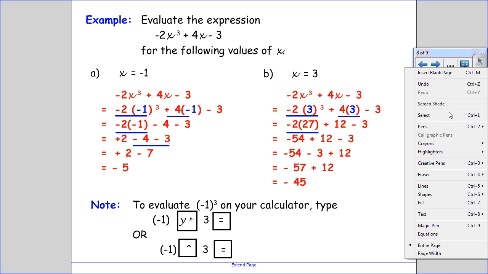Evaluating expressions. We should have a screen shade on here. Sorry, guys. Oh, there we go.